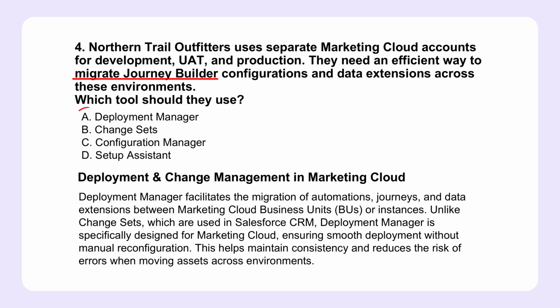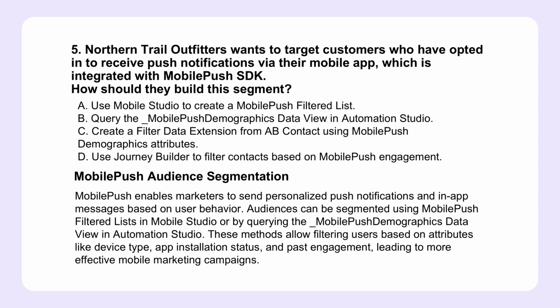Perfect. All right. So our next question takes us into the world of mobile marketing. Northern Trail Outfitters wants to target customers who have specifically opted in to receive push notifications through their integrated mobile app. And there are two correct ways to do that: using Mobile Studio to create a mobile push filtered list, and querying the mobile push demographics data view in Automation Studio. Okay, so let's start with Mobile Studio. How does creating a mobile push filtered list help you target those opted-in users?